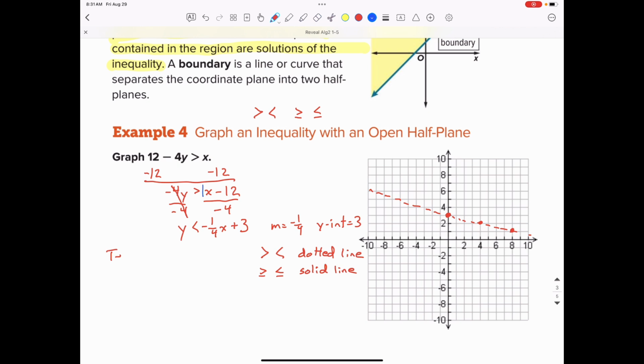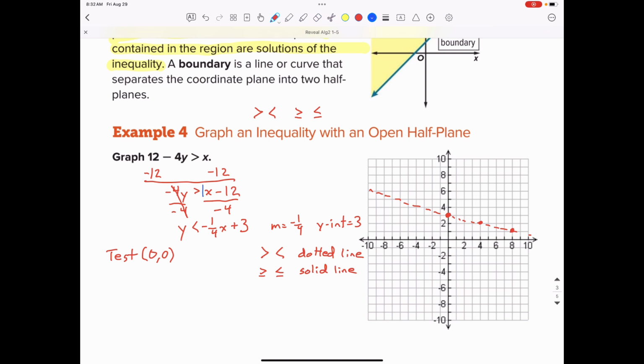Since all of the values are either going to be shaded on one side or the other side, all we have to do is test one point that is clearly not on the line. If that point is true, that is the side that we're going to shade. If we know that that side is a false point, then we're going to shade the opposite side. The most favorite test point to use is 0, 0, because multiplying and adding zeros are easy. The only time you can't use 0, 0 is when the boundary line goes through 0, 0, and in that particular case, you have to pick another test point.